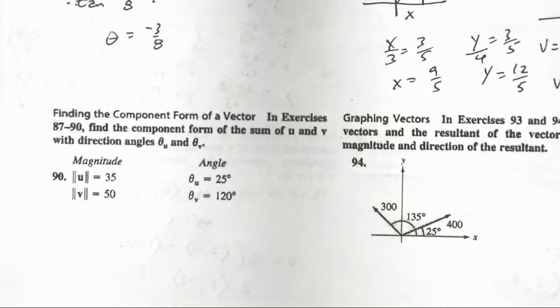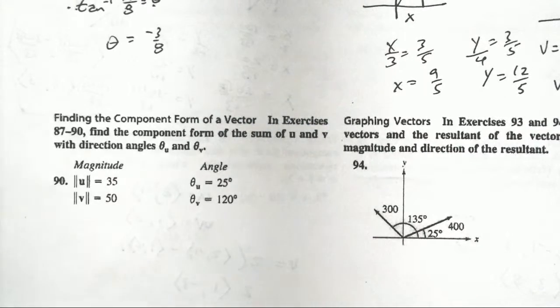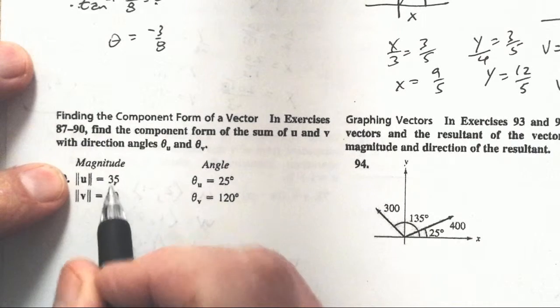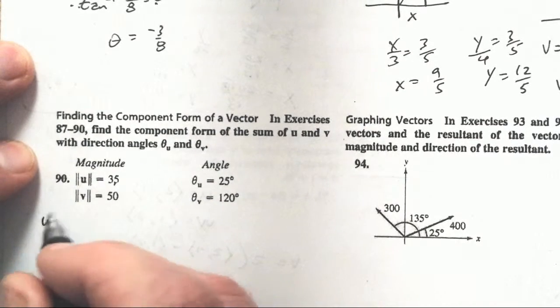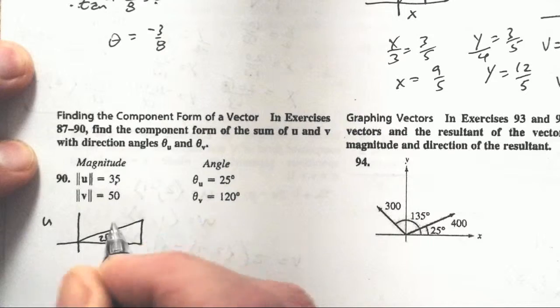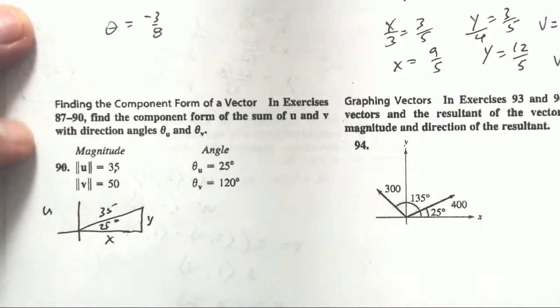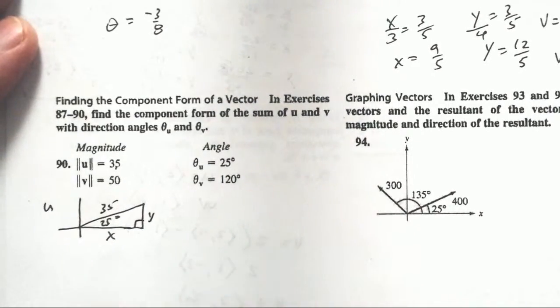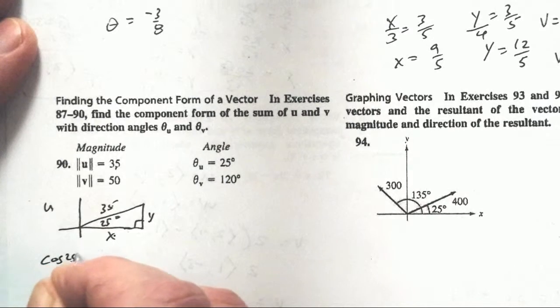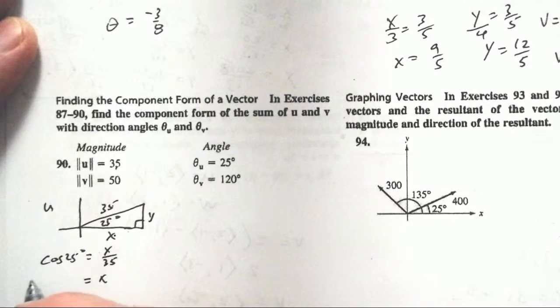Find the component form of the sum of u and v with direction angles given. All right, there's a little bit going on in this problem. So u has a magnitude of 35 at the not so convenient angle of 25 degrees. Magnitude 35, x, y. But right triangle, SOHCAHTOA. From 25, x is the adjacent on hypotenuse, cosine. Cosine of 25 degrees equals x on 35. Therefore, x is 35 cosine of 25 degrees.